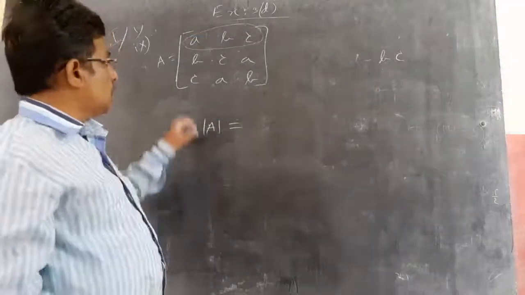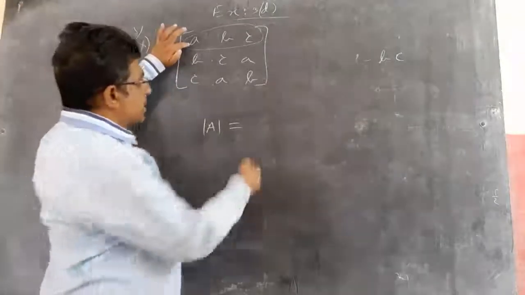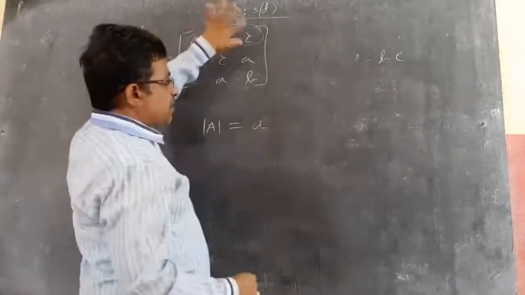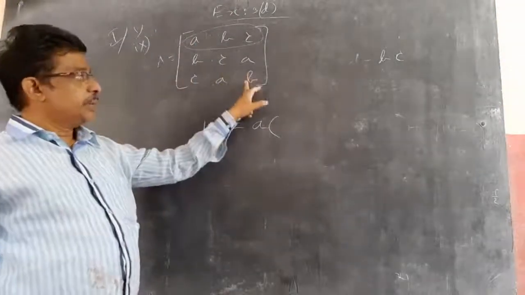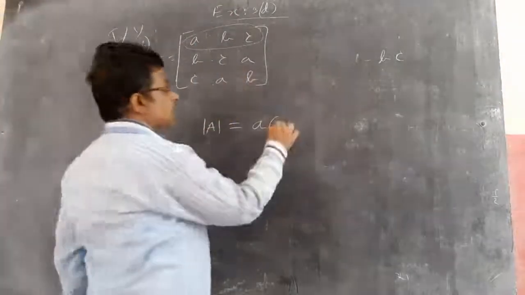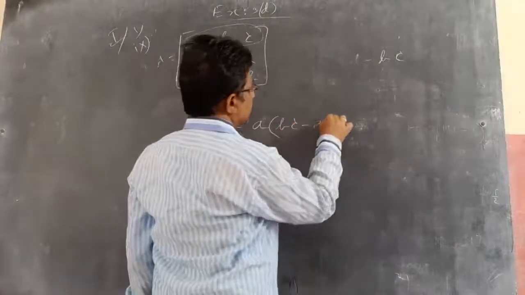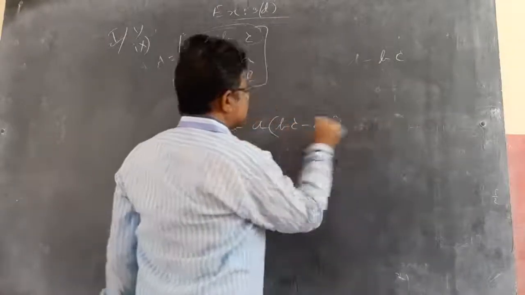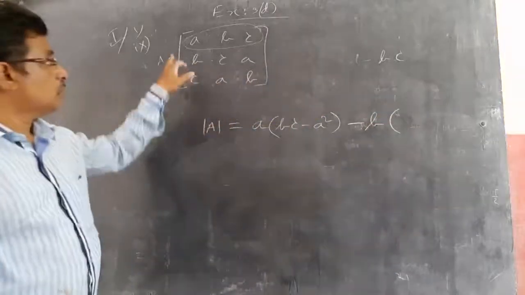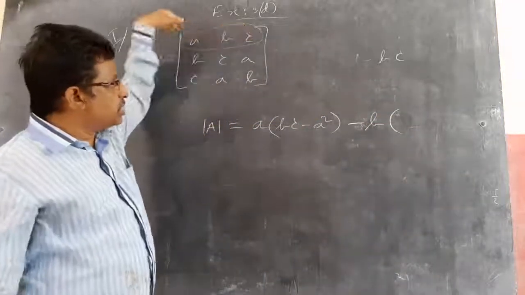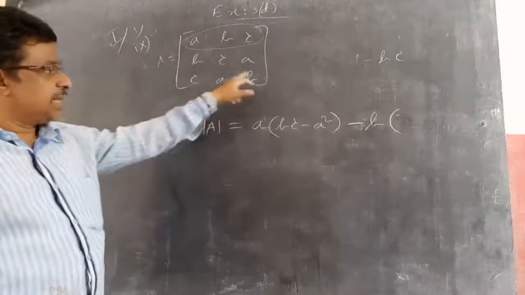Now, first row, first element is A. Plus minus plus, I told, so plus only. Into closing this row and this column: BC minus A square. Next, plus minus, I told: minus B into, closing B's row and column, so B square minus AC.